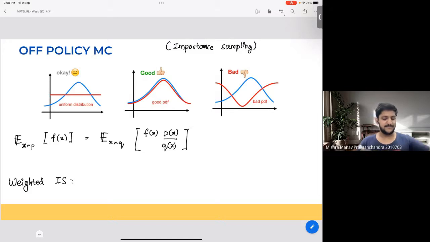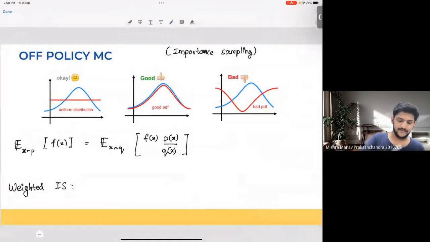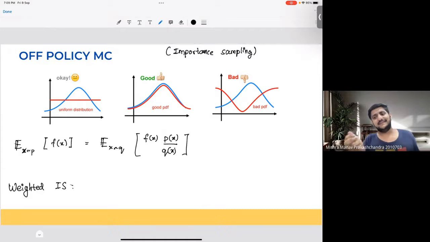Importance sampling is just a simple mathematical trick. Let's say I want to find the expectation of f of x, where I'm sampling x with probability p. If my probability p is something very basic like a uniform distribution, I want to change it to a distribution which is q of x. So what I do is I multiply and divide by q of x.